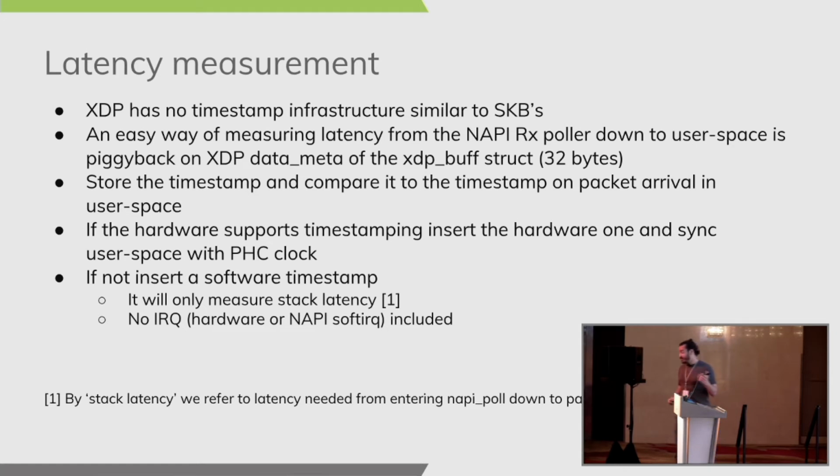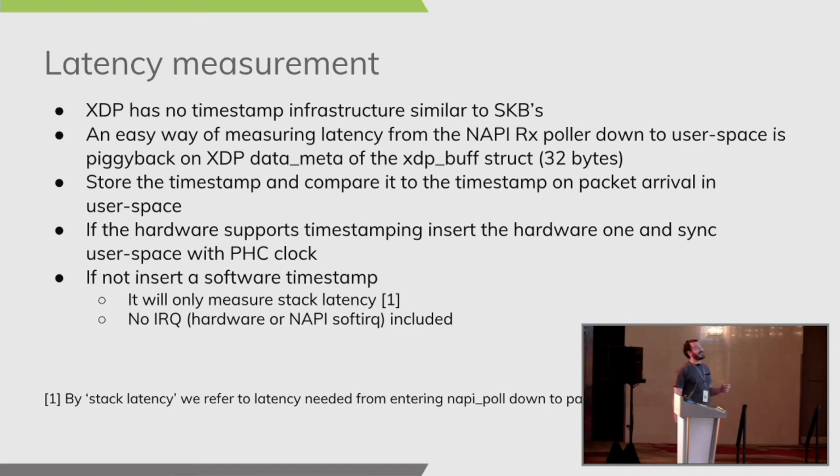So how did we do the measurements? In the previous work, when we tried to measure SKB latencies, SKB, the socket buffer in the Linux kernel, has some metadata that already carries timestamps. They carry hardware timestamps, so you can figure out what the timestamp was when the packet entered the network interface, and you can compare that to the timestamp in user space the moment you receive the packet. So you know how much time the packet takes from the hardware to the user space.